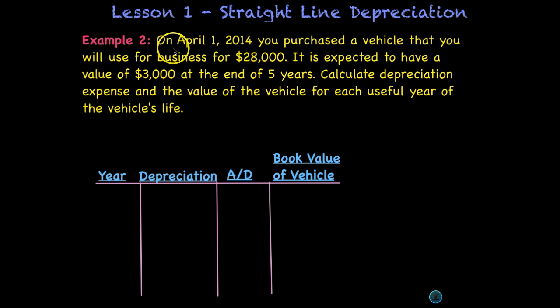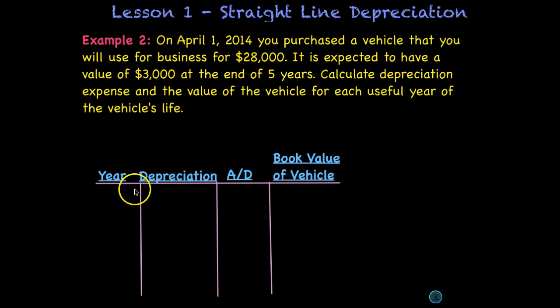In this example, we have purchased a vehicle on April 1st of 2014, and you're going to use it for business, and you purchased it for $28,000. It is expected to have a value of $3,000 at the end of 5 years. We want to calculate depreciation expense and the value of the vehicle for each useful year of the vehicle's life, which means we'll calculate it each year 1, 2, 3, 4, and 5.